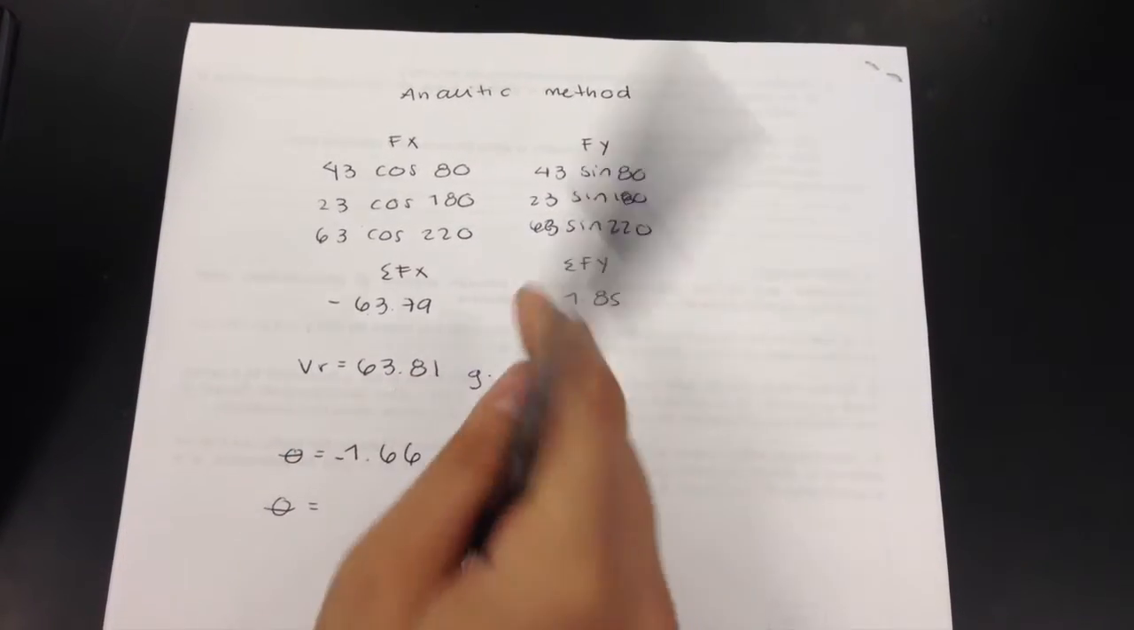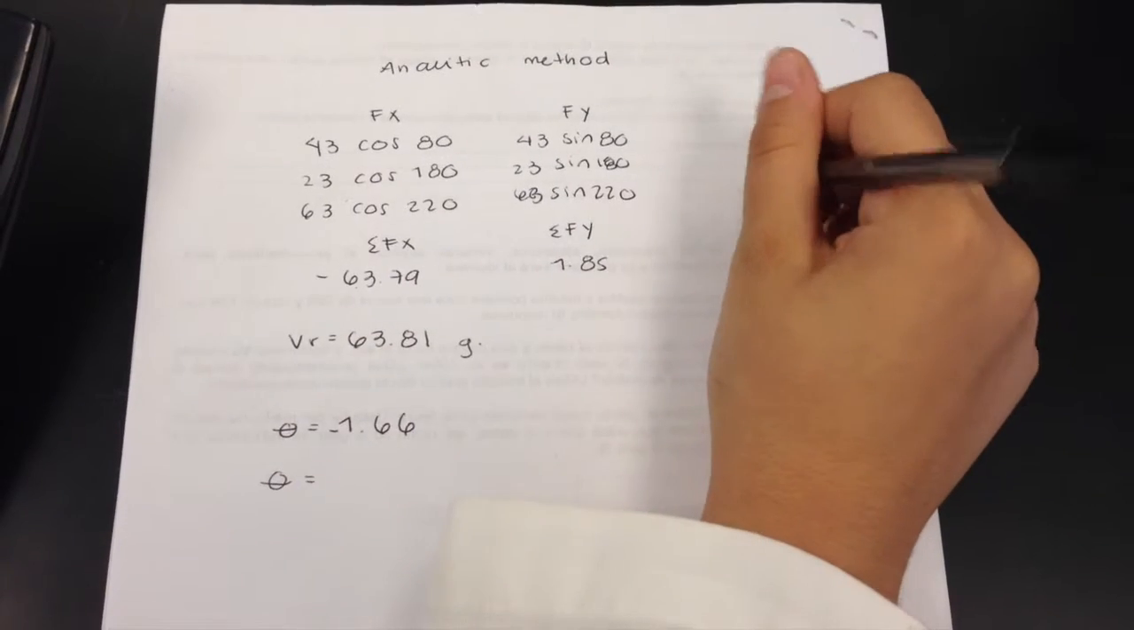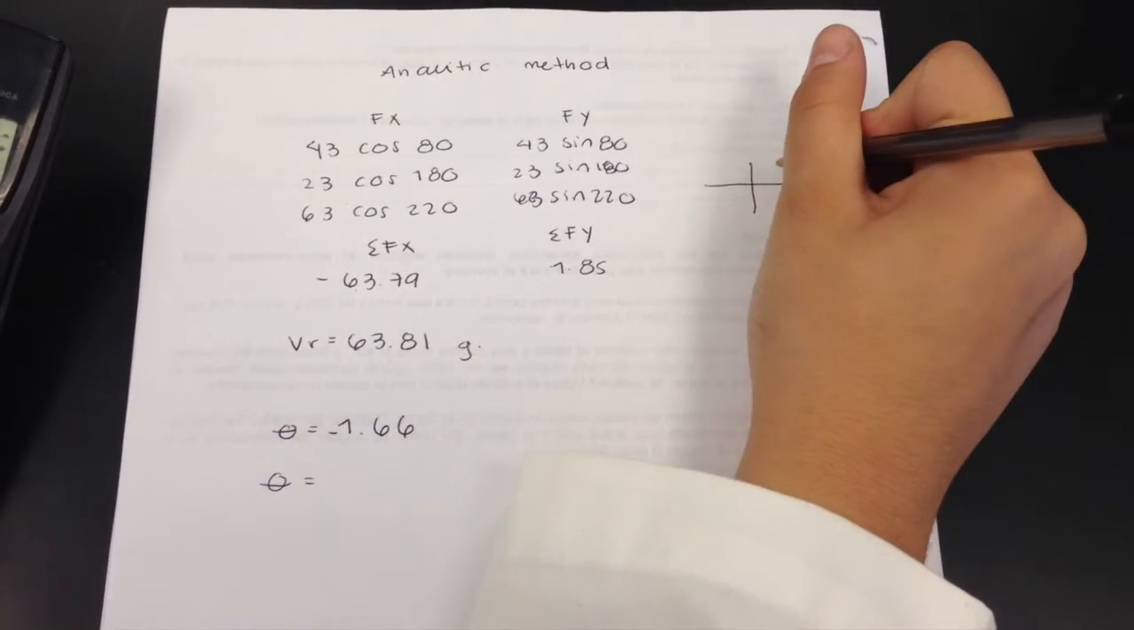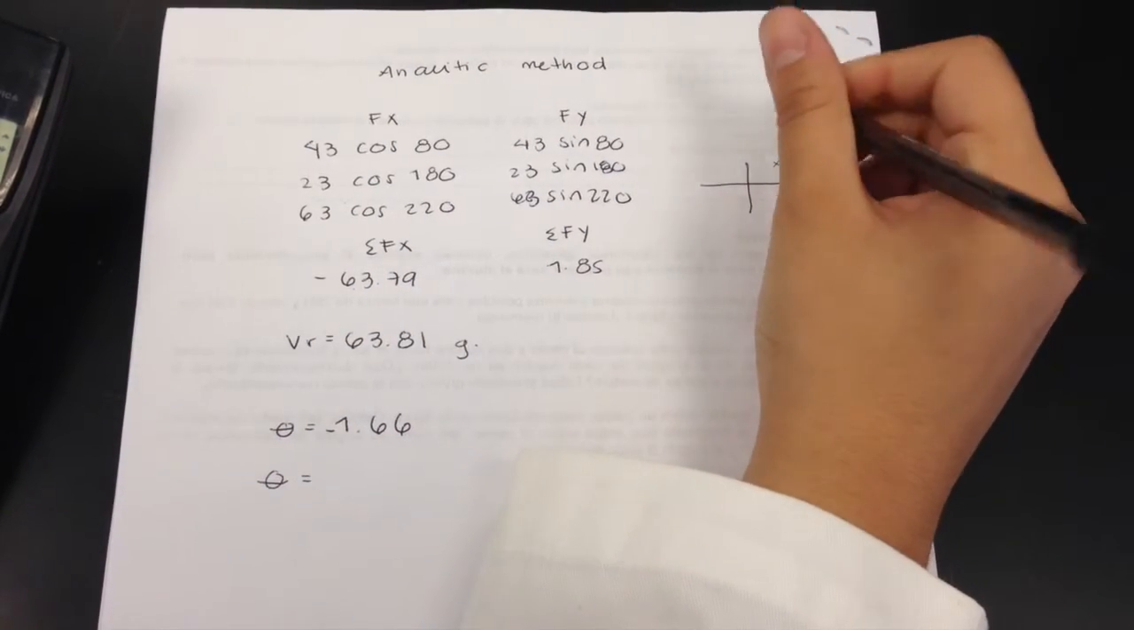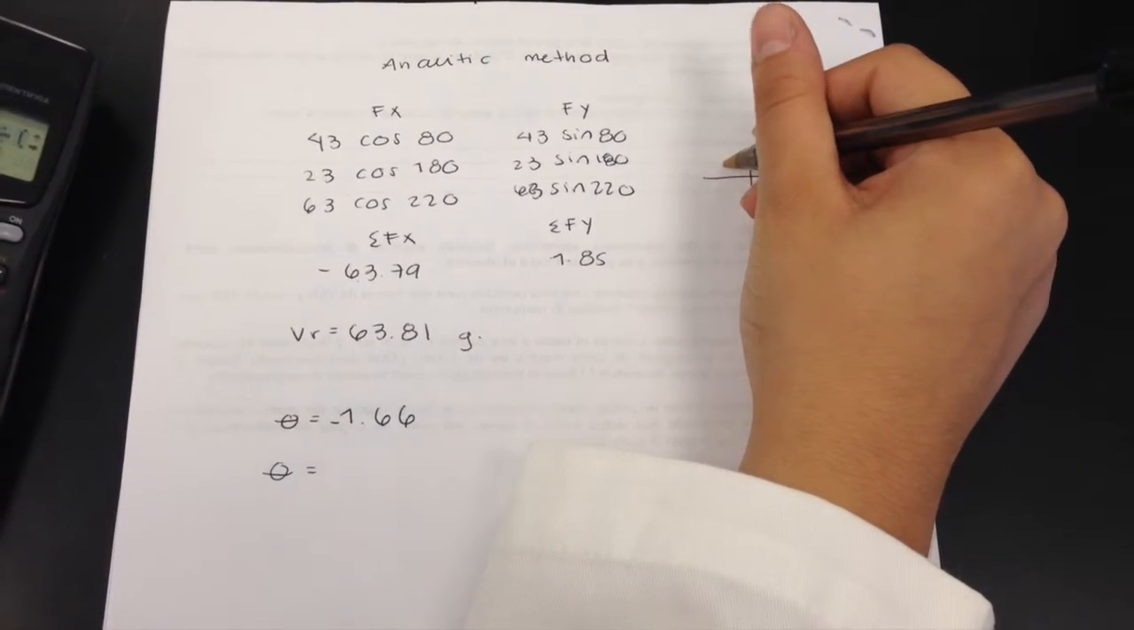To find out the quadrant, we'll see both summatories. The summatory of y is positive and the summatory of x is negative. Therefore, it will be in the second quadrant.